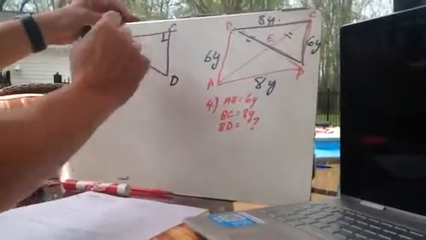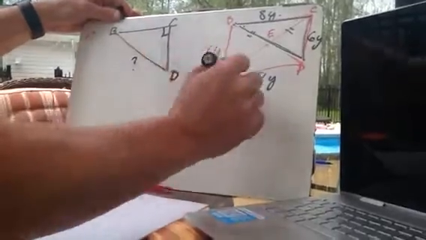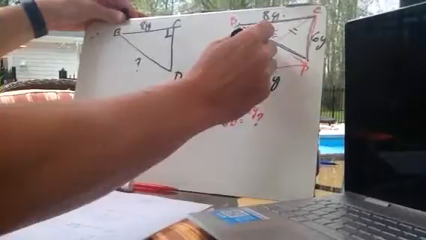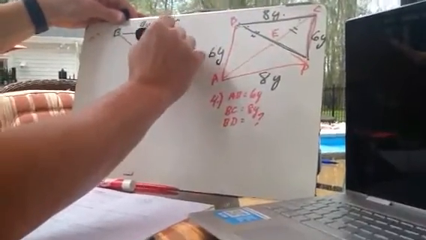So if BD is question mark, BC is 8y. They gave us AB, but that means CD is the same thing.